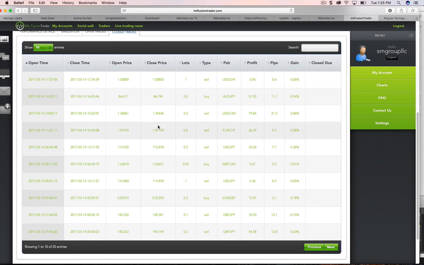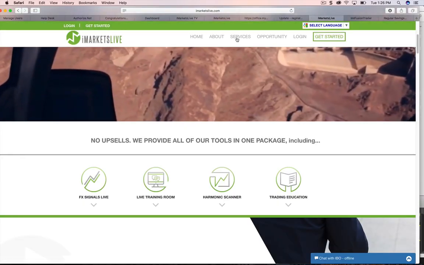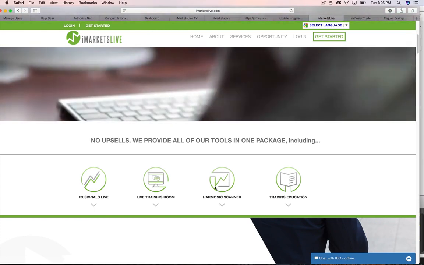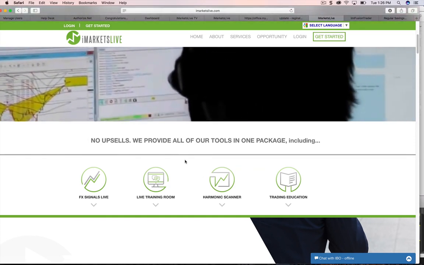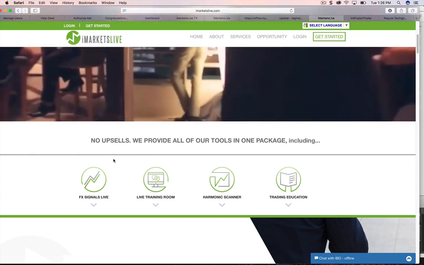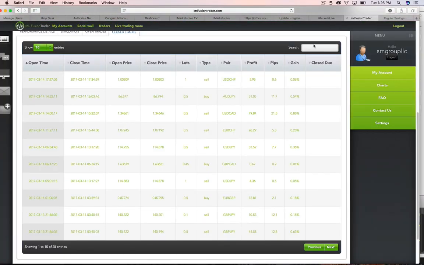So you can allow our traders, again, this is completely hands-off trading, you can allow them to trade for you while you learn everything that we have in iMarketslive: how to use the harmonic scanner, how to trade by yourself on charts, going through IML Academy to learn all the chart analyses and what a hammerhead counter is. You can learn all that while you earn with the IML Fusion Trader.